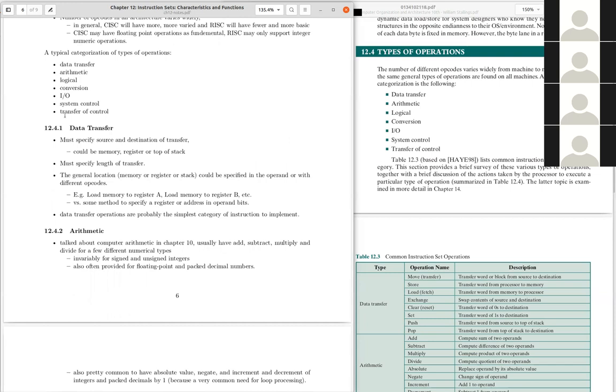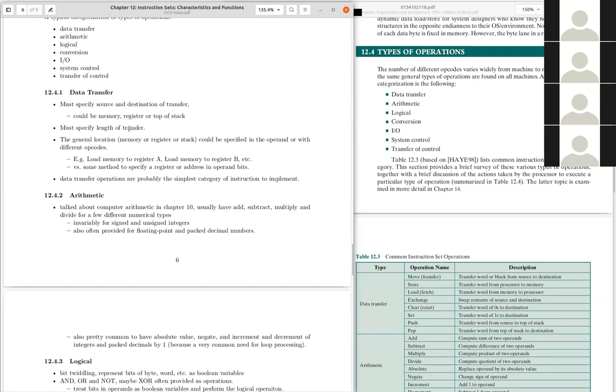So here are the typical categories of types of operations. We often group arithmetic and logical into just data processing. Data transfer is the simplest, usually just a load and a store. Although for Intel, you'll have a load byte, a load word, or a load double word version of load, and also for store. So these are probably the simplest category of instructions to implement.